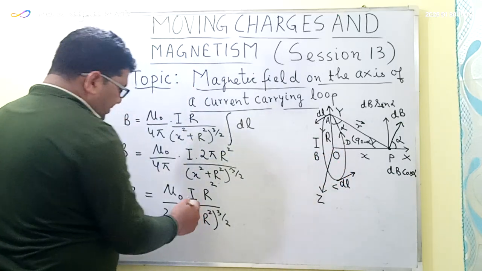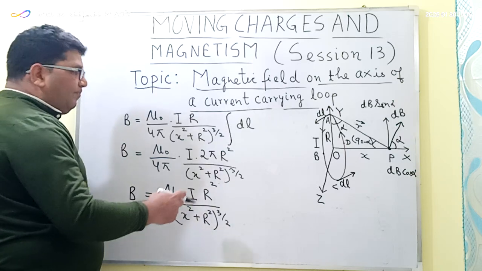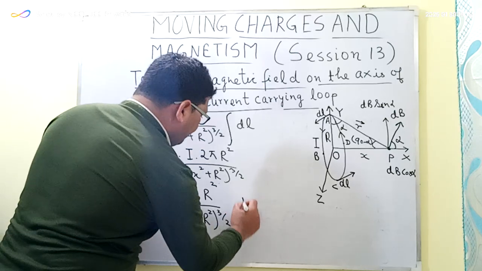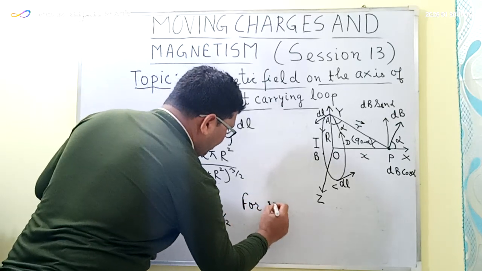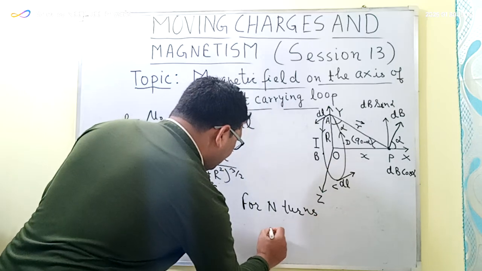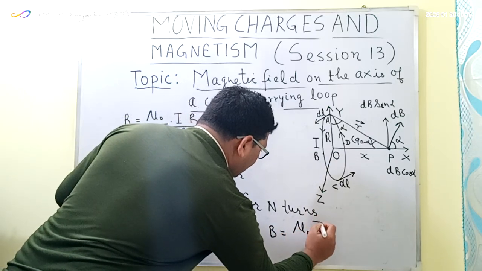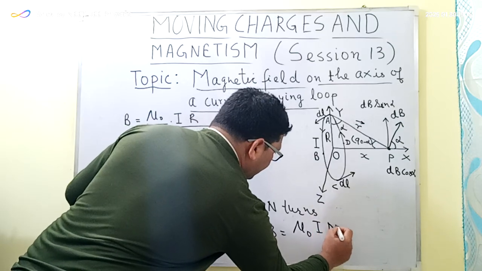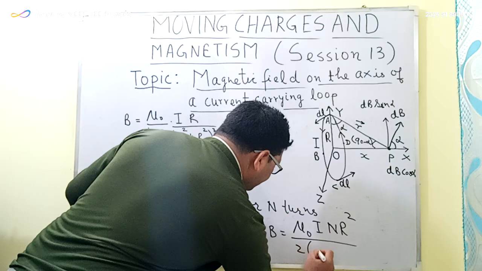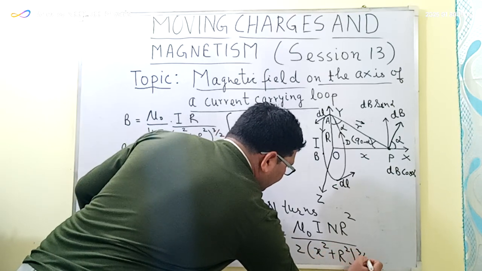So this is the magnitude of the magnetic field if this current carrying loop has 1 turn. For n turns, this value will be equal to mu naught I n r square divided by 2 times (x square plus r square) to the power 3 by 2.